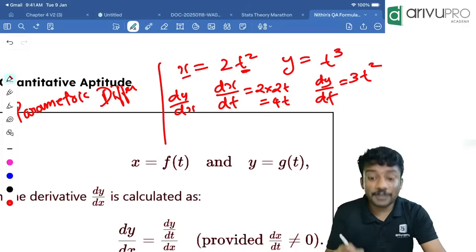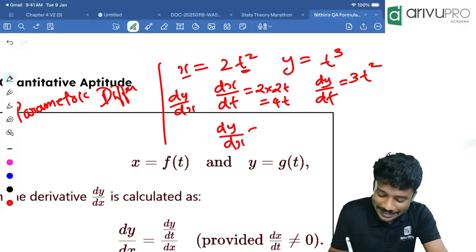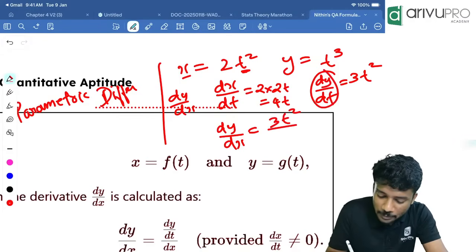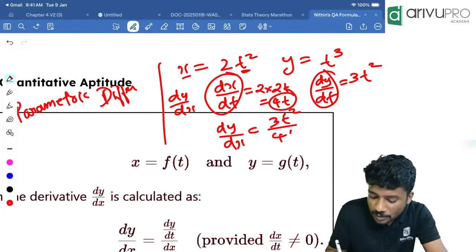Now how to find dy by dx? Dy by dx is nothing but dy by dt, that is 3t square, divided by dx by dt, that is 4t, which is nothing but 3t by 4.